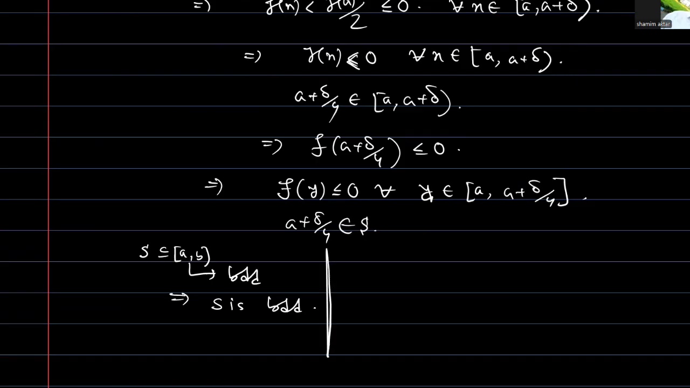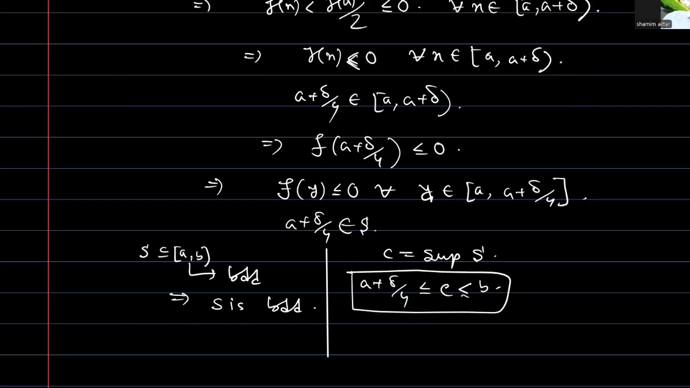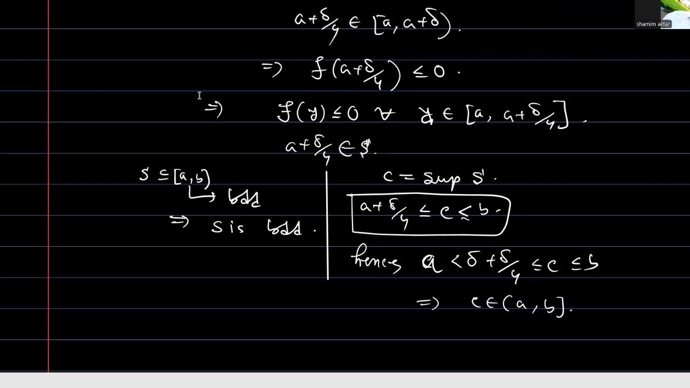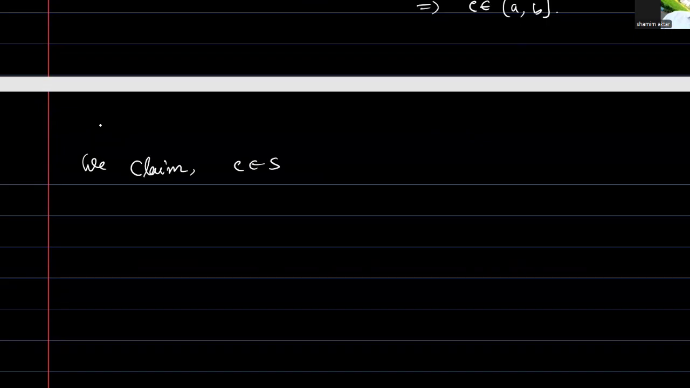So the supremum of S exists because S is bounded. Suppose c equals the supremum of S. Then a + delta/4 is less than or equal to c, which is less than or equal to b, because c is a supremum and this point belongs to S. Hence a is less than a + delta/4, which is less than or equal to c, which is less than or equal to b. So this implies c belongs to the interval (a, b]. We claim c belongs to S and f(c) is equal to 0.